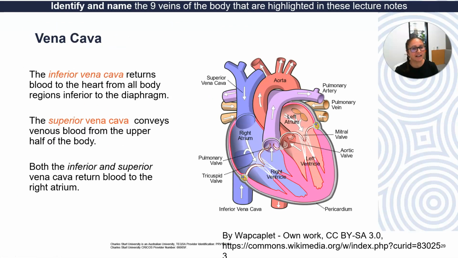Let's have a look at some veins. Inferior vena cava, superior vena cava, and they both dump the blood into the right atrium.